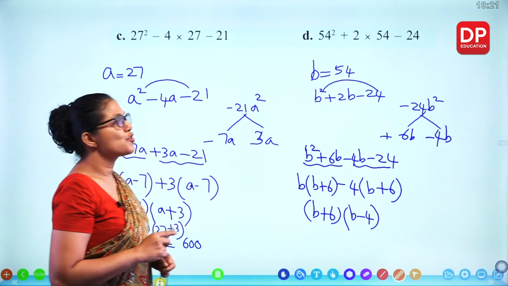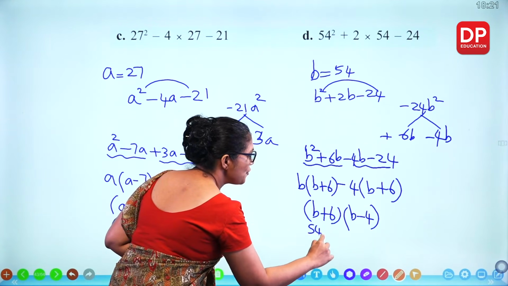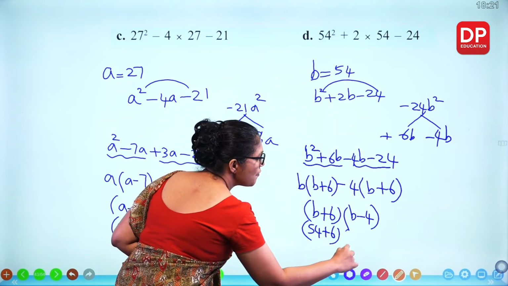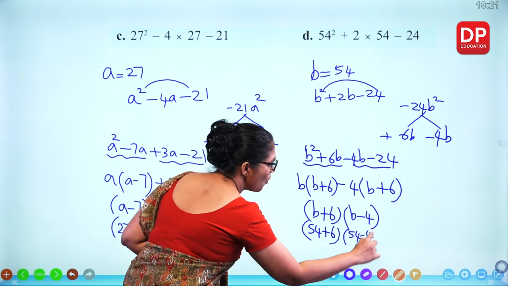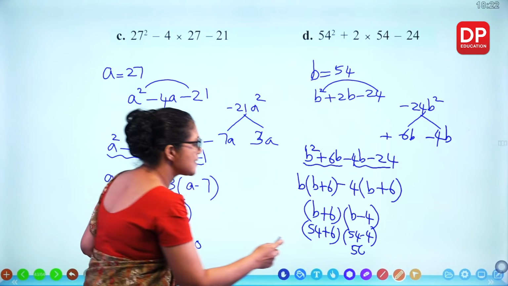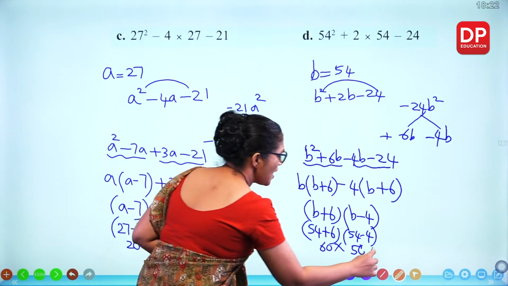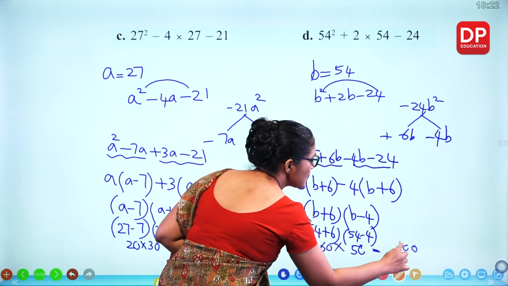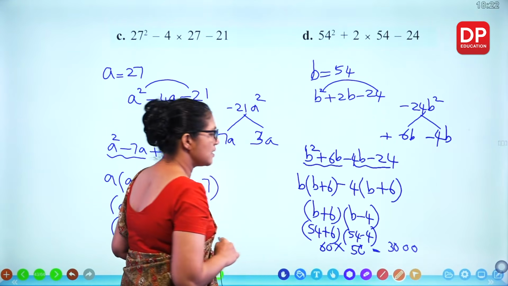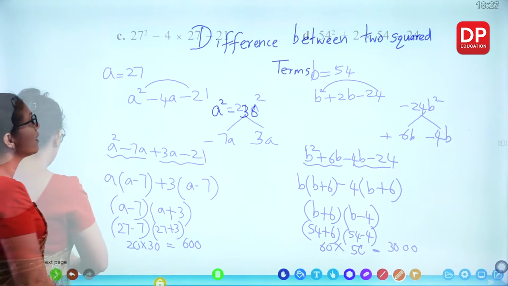We have to substitute 54 for B. So substitute here 54 plus 6, 54 minus 4. 54 minus 4 is 50. 54 plus 6 is 60. 60 times 50. What's the answer? You get 3000. So that's the answer when you simplify this one.